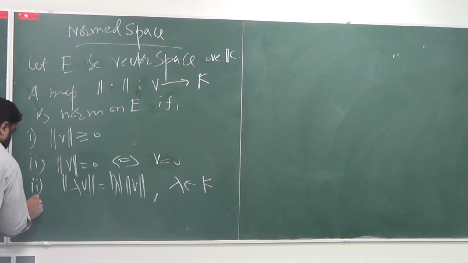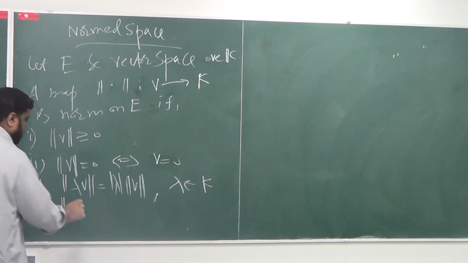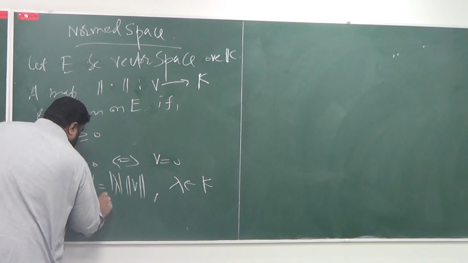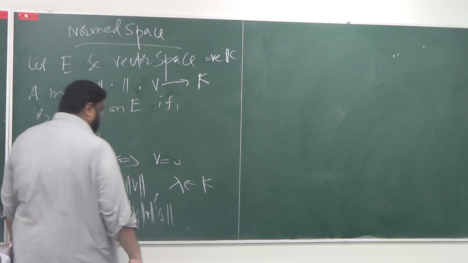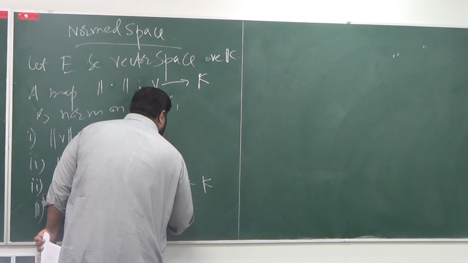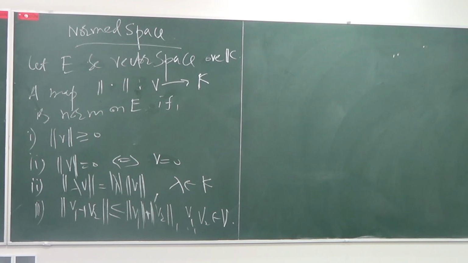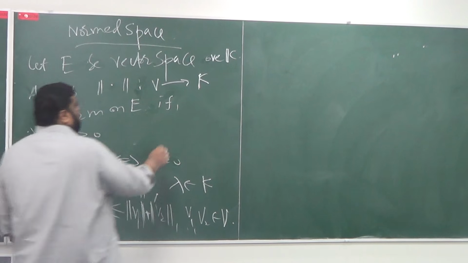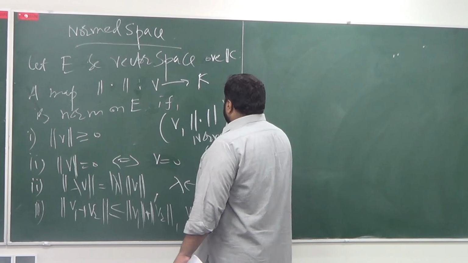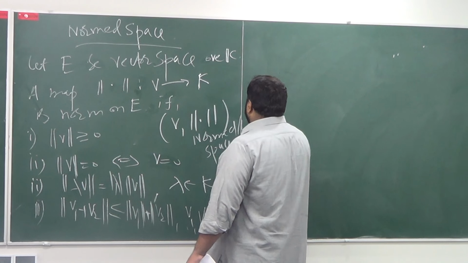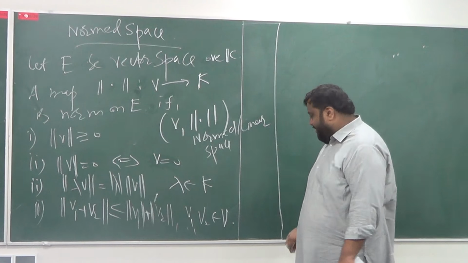And the last thing that you need is the triangle inequality. The norm of V1 plus V2 can be estimated by the norm of V1 plus the norm of V2, where V1 and V2 are from the vector space. So if you have a vector space and a map which has all these four properties, you are going to call that vector space with this norm a normed space. Some people like to call it a linear space. Norm is more fashionable; some oldies still call it a linear space.